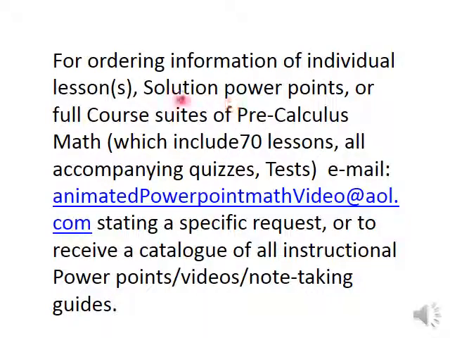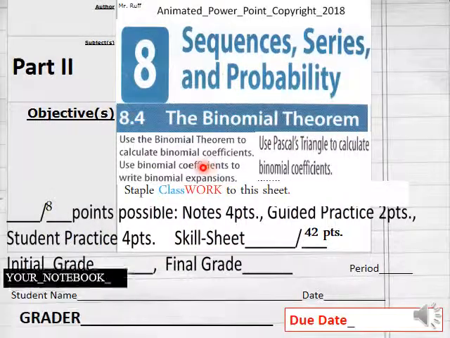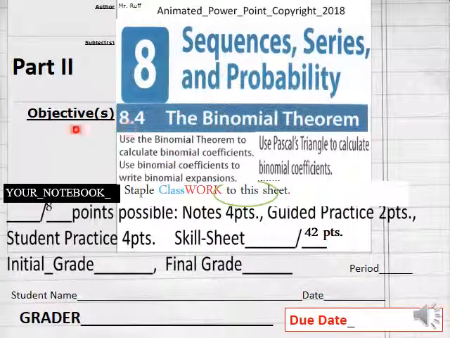Hello everybody, we're getting ready to do lesson 8.4 part 2 of pre-calculus math today, classwork. For today's classwork lesson, part 2 of 8.4, the binomial theorem, you will have 8 points that will go into your notebook or your notebook guide. And then you've got 42 points that will go onto your classwork sheet. Students, please put your name, date, and period. And if you're online or a homeschooler, please put your due date here.